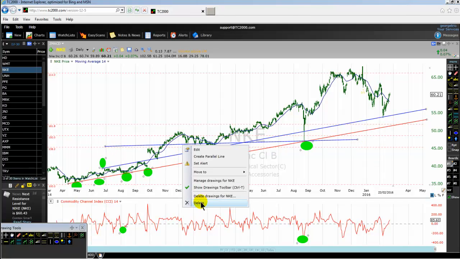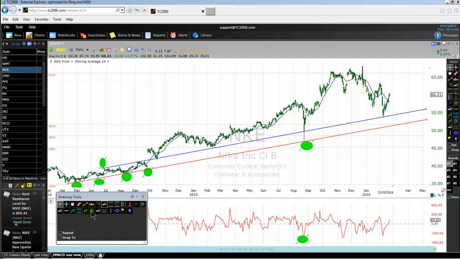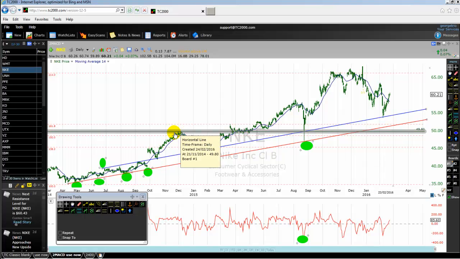Let me do it properly. I'm getting a bit excited this morning. So here we are. I want to draw some horizontal lines, support and resistance. You see this line here is a horizontal, the price went up, changed direction, it's a key level.